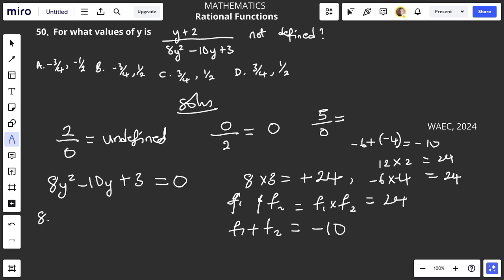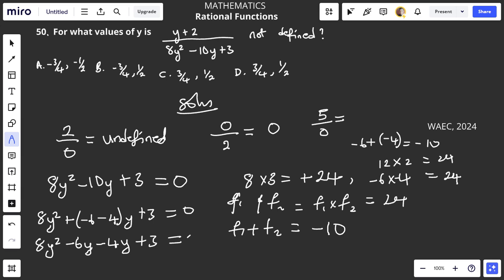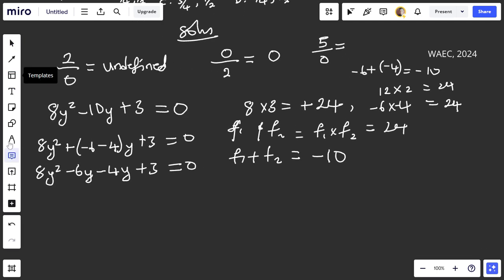So we continue with 8y squared. In the place of minus 10y, we put minus 6y and minus 4y, plus 3 equals 0. So this will be 8y squared minus 6y minus 4y plus 3 equals 0.